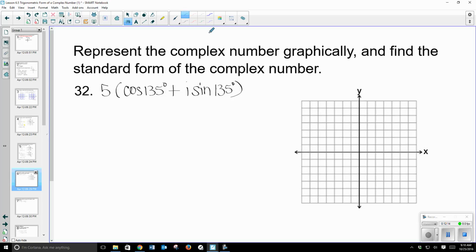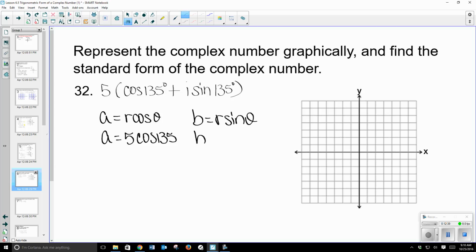So here we're going in reverse. We have the trigonometric form and we want to put it in standard form. So remember that a, which is the real part, is r cosine theta. So a would be 5 cosine of 135. And b is r sine theta. So b would be 5 sine of 135.